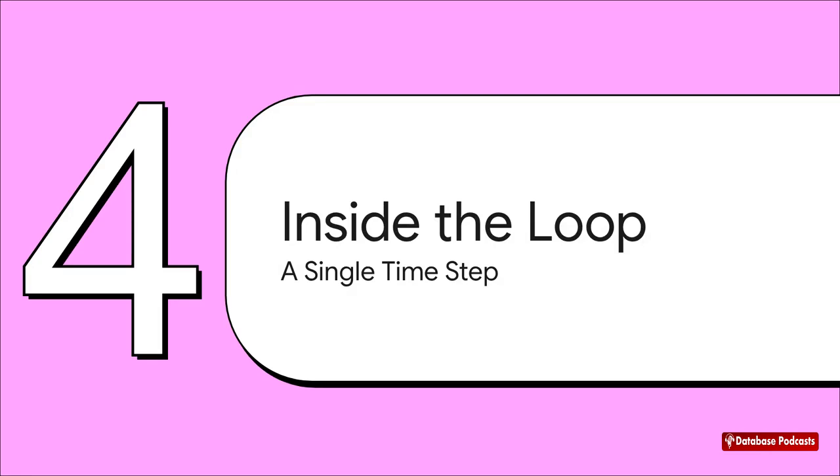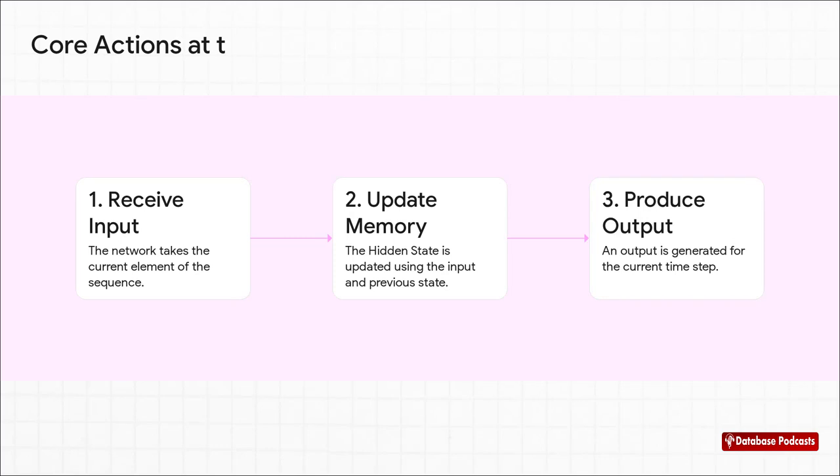Okay, that flow totally makes sense. But what's actually going on inside that loop at each one of those steps? Can we get into the nuts and bolts of it? Absolutely. At every single time step, the RNN is doing 3 basic things, over and over.